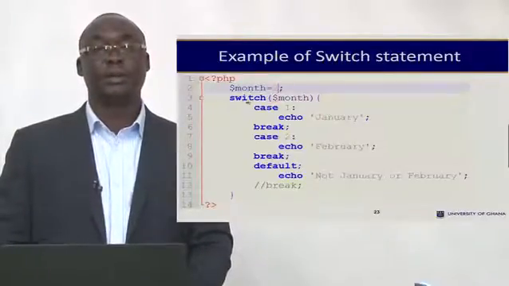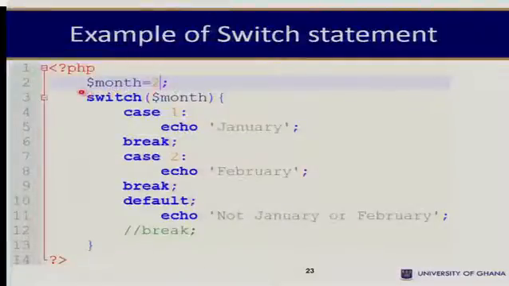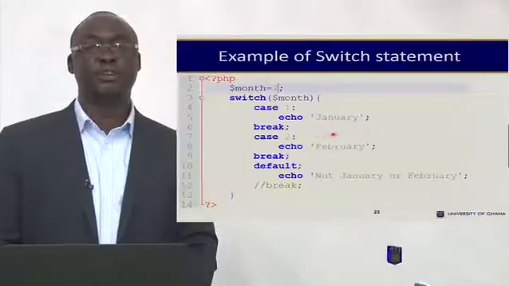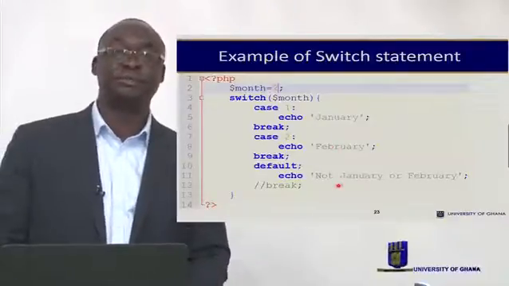Look at this. Here we say the month variable contains 2. Then we pass the month variable into our switch statement. We do our case. So if case 1, we say it's January, break. If case 2, we say it's February, break. Otherwise, we say not January or February. So we are just interested in identifying January and February. We don't care about the rest.